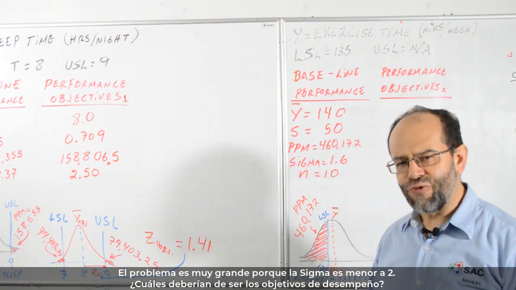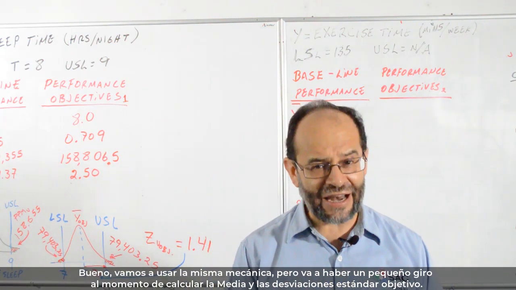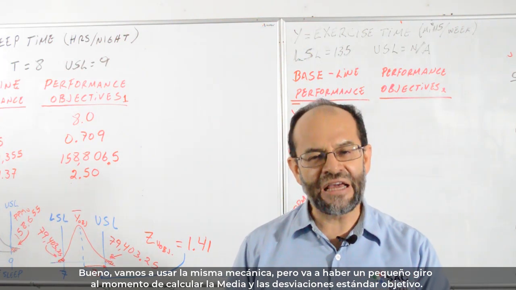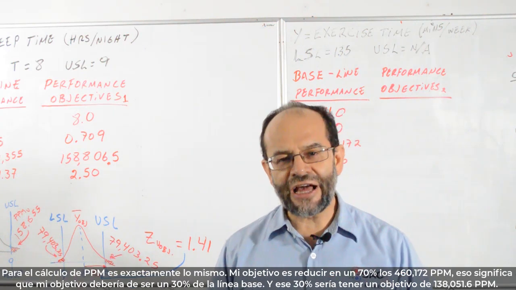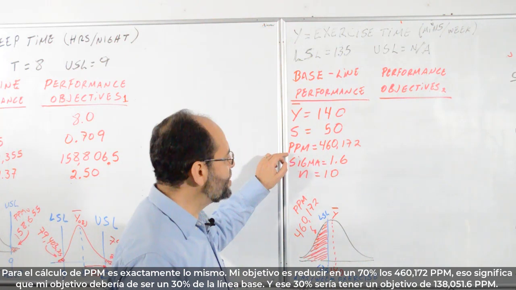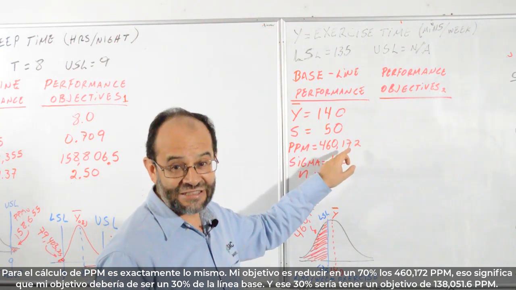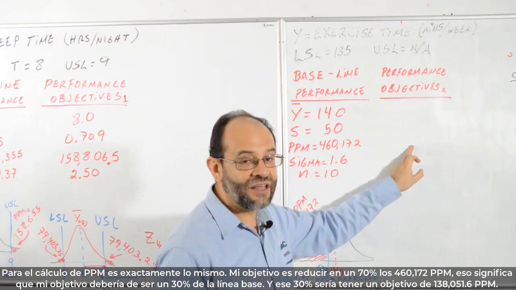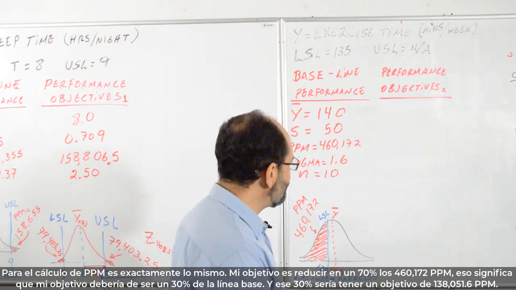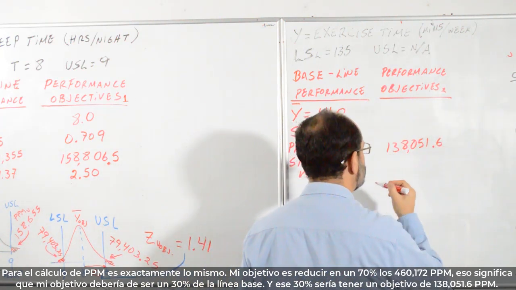What should be the performance objectives? Well, we are going to use the same mechanics, but there will be a small twist in terms of calculating mean and the standard deviation. For the calculation of PPMs is exactly the same. My objective is to reduce 460,000 by 70%. That means that my objective should be 30% of the baseline. And that 30% is something like this one. Okay, this is the objective.